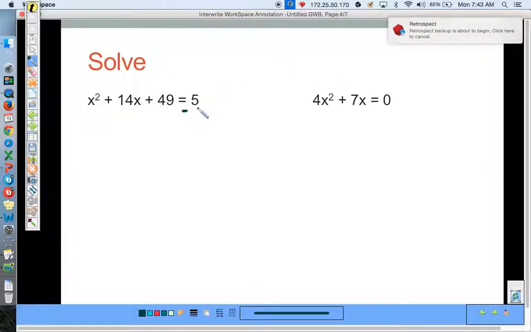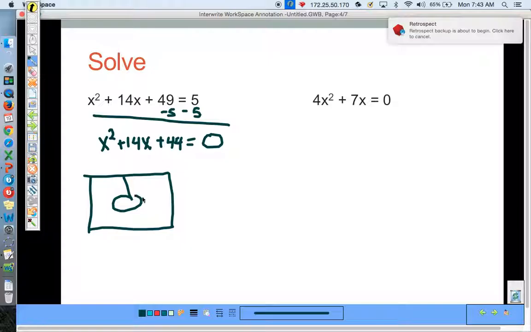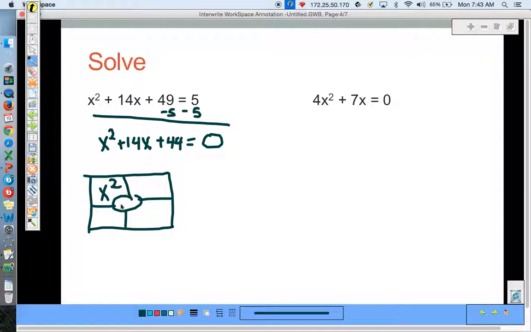Well, hopefully on this one you realize set it equal to 0 is pretty easy. Subtract the 5. So you have x squared plus 14x plus 44 equals 0. You did that box and circle on here. X squared, 14x, 44. So multiplies to 44. Let's see, we got 44 and 1, 22 and 2, 4 and 11. So this one might not be factorable, unless I'm missing something here.